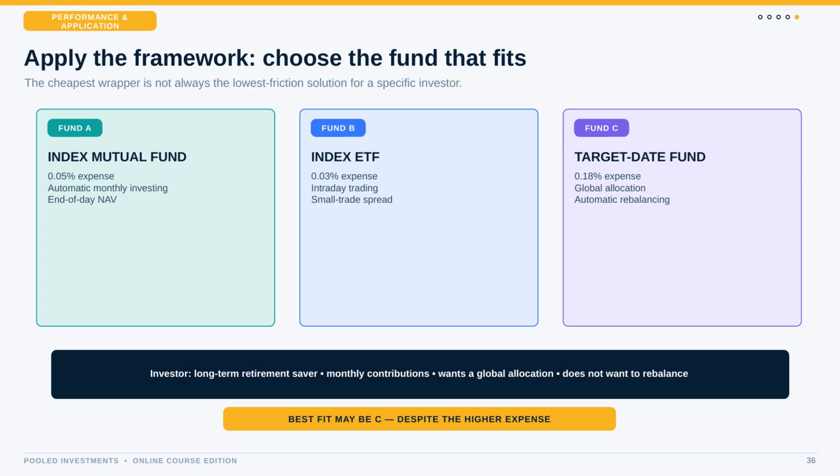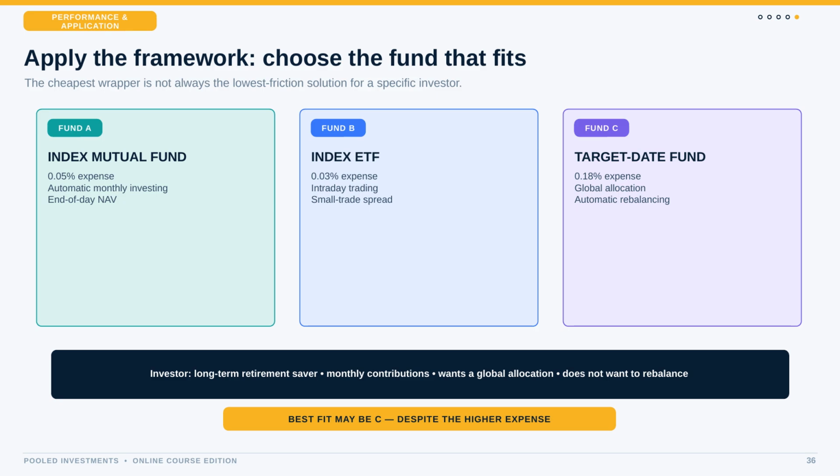Apply the framework to 3 choices for a long-term retirement saver. Fund A is a broad index mutual fund with automatic monthly investing, a low expense ratio, and end-of-day pricing. Fund B is an ETF tracking the same index with a slightly lower expense ratio, but a wider spread in small trades. Fund C is a target date fund that costs more, but provides global diversification and automatic rebalancing. There is no universal winner.